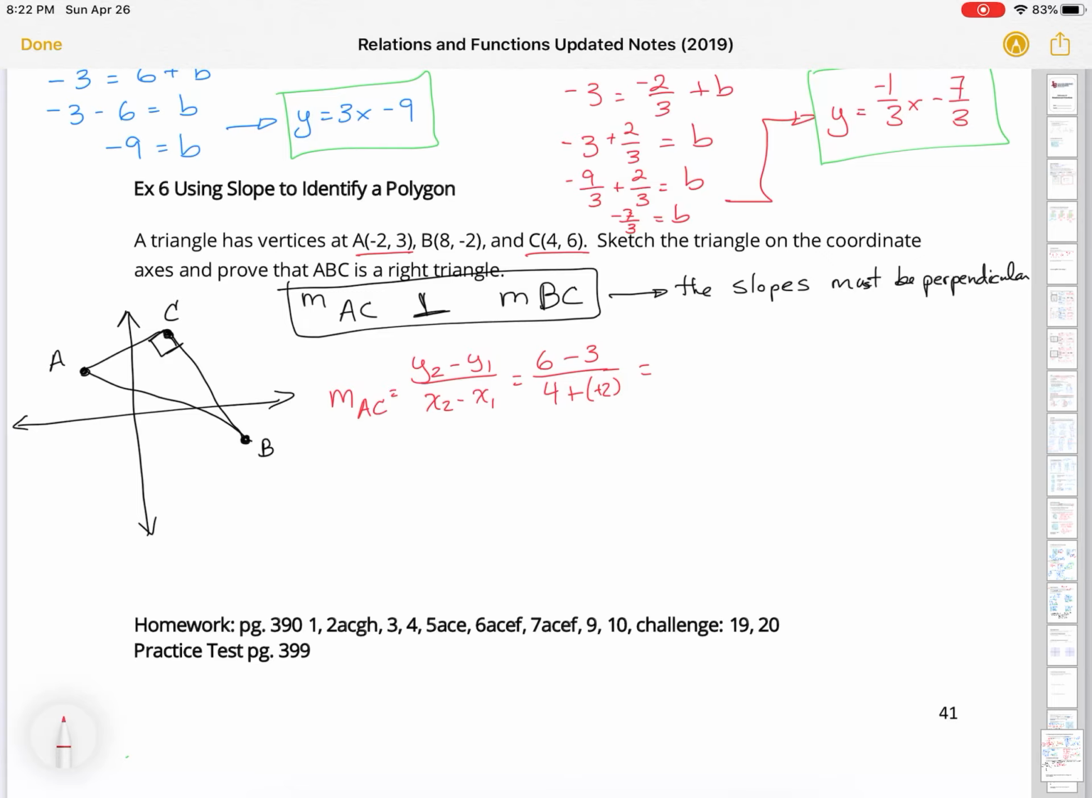And to be honest, it doesn't matter which order you put them in. You'll get the same slope. On the bottom, then minus a negative becomes plus a positive. So we get 3 over 6, which is equal to 1/2. Okay.